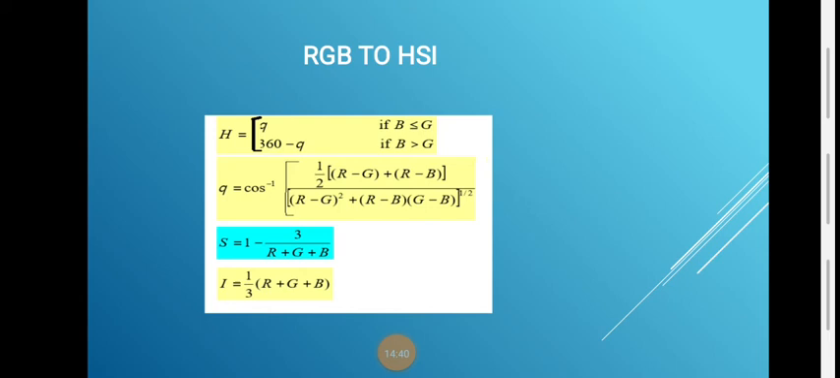For the theta component, it is the cos inverse of one half times (red minus green plus red minus blue), divided by the square root of (red minus green) squared plus (red minus blue) times (green minus blue). The saturation component is 1 minus 3 divided by (R plus G plus B) times the minimum of R, G, B, and the intensity is 1 divided by 3 times (R plus G plus B).